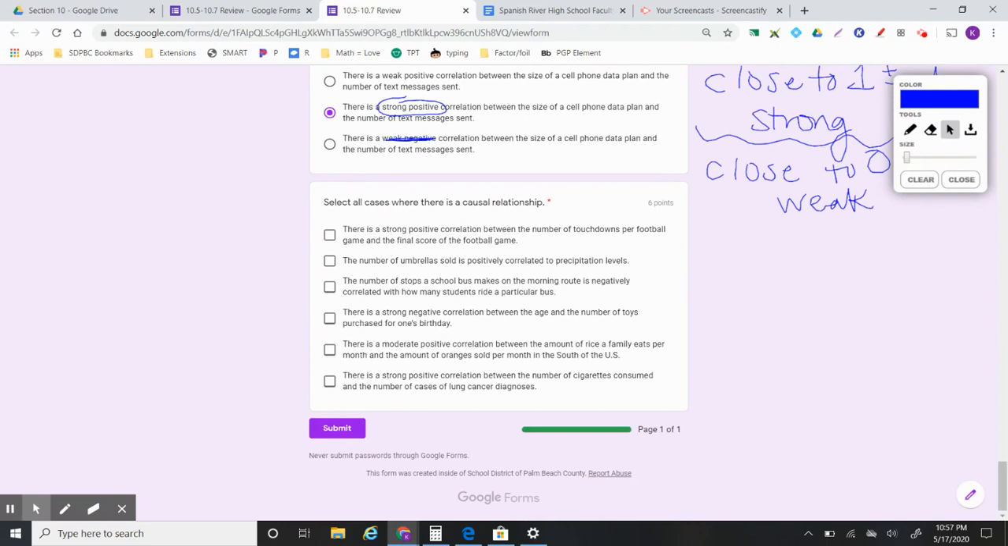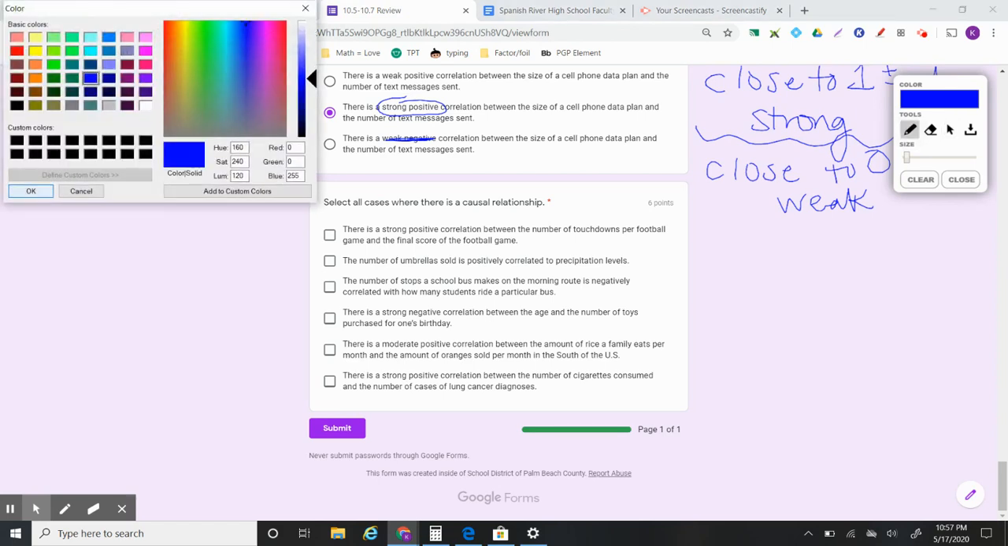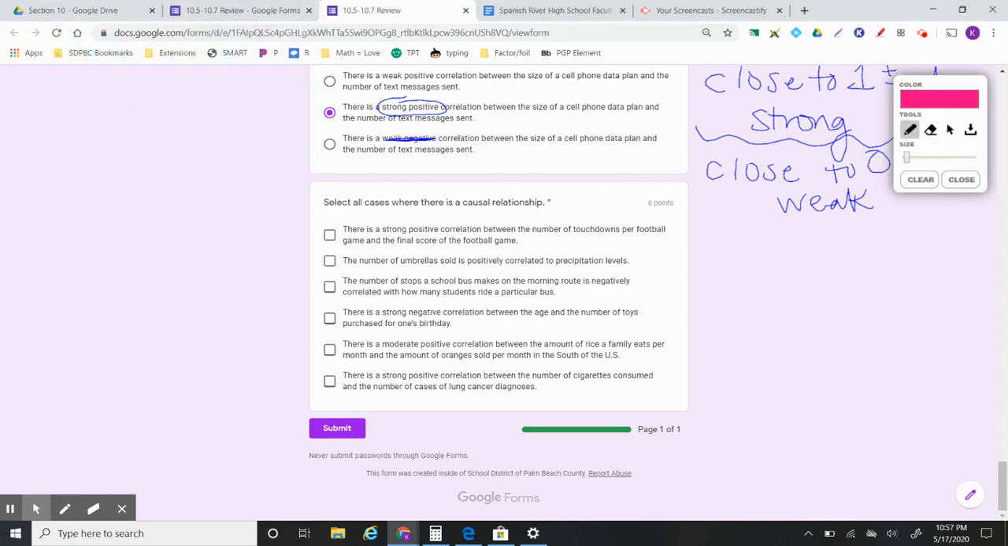Okay, and last but not least, we've got some of those cause and effect problems. Now, the biggest thing with this is don't overthink it. A lot of people tend to dig really deep and come up with some kind of causal relationship between two things. Just right away, whatever you think of is usually the go-to answer. So for the first one, we've got the number of touchdowns and the final score of the game. If you score more touchdowns, you're going to get a higher score at the end of the game.